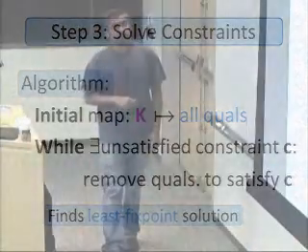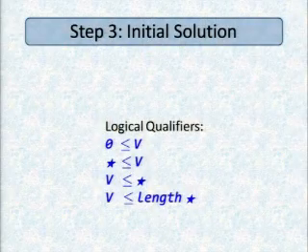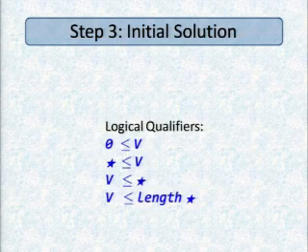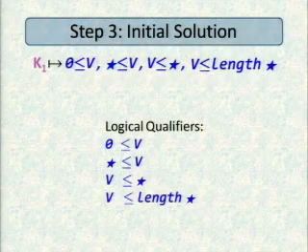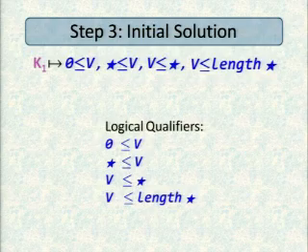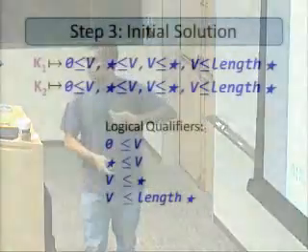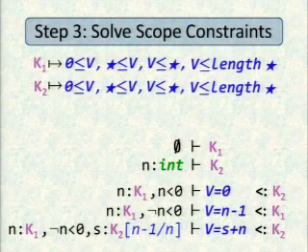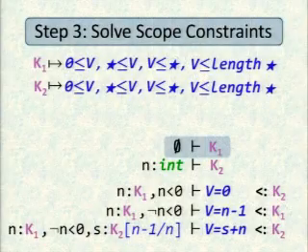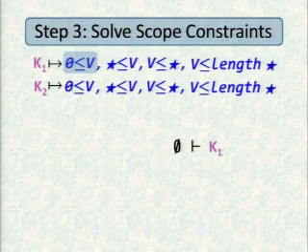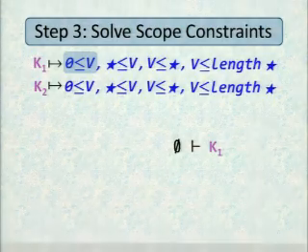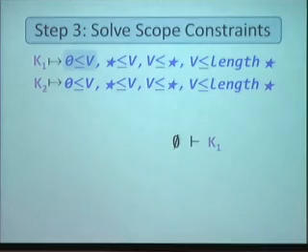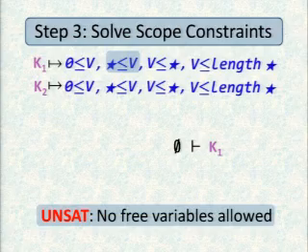So let's see. What's the initial solution going to be? I imagine these are your logical qualifiers, v greater than 0, etc. So initially, I just map k1 to all the qualifiers, k2 to all the qualifiers. And now I'm just going to pick one of these constraints in turn and throw away qualifiers until everything is satisfied. Okay, so let's start with this one. The scope constraint, 0 less than v, for k1 contains no variables. So is this well formed? Yes, this contains no variables other than v. So this one is fine. I'm going to preserve this. It's okay to leave this in. It satisfies the constraint.